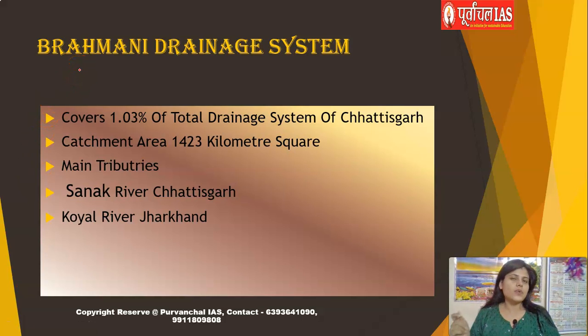Now let's come to a very small drainage system, that is Brahmani drainage system. It is just 1.03% of the total drainage system of Chhattisgarh and its catchment area is 1423 kilometers square. It has two main tributaries, out of which only one tributary flows here in Chhattisgarh, that is Sanak river. Another one is the Koel river, but it flows in the Jharkhand area. So there is only this Sanak river which flows in Chhattisgarh. So the Brahmani drainage system is really, really small. The only thing that you need to remember is this percent of total drainage and this Sanak river which flows, and you may also remember this other tributary.